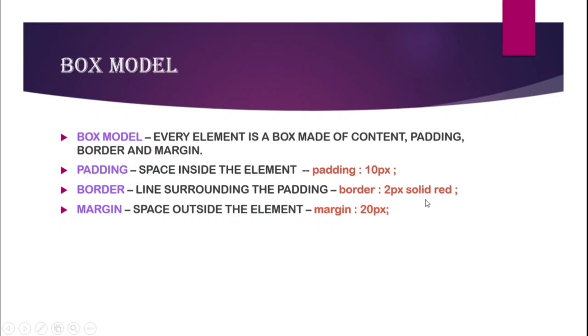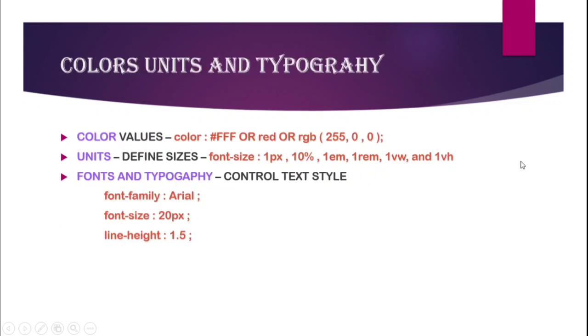Then we can go to the next one. There are colors, units and typography. So colors, what are colors? Colors are nothing but the colors that you add to any section of data or any element that you want to add.